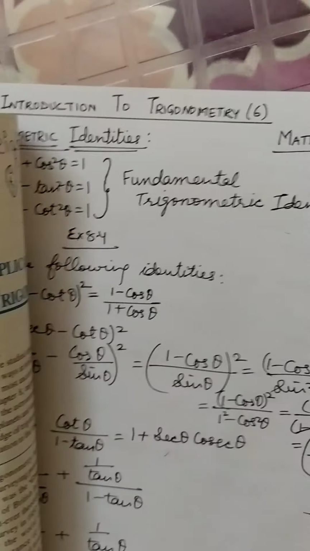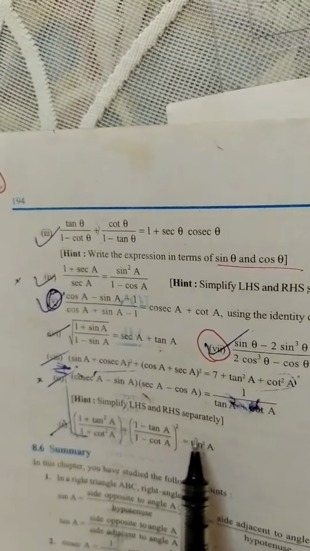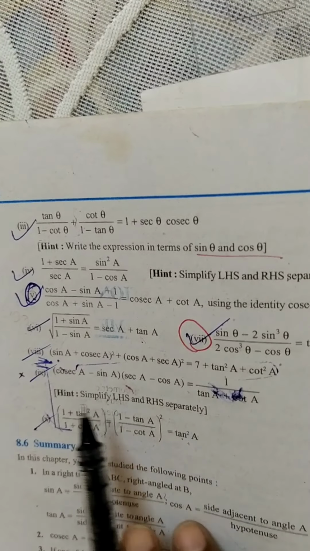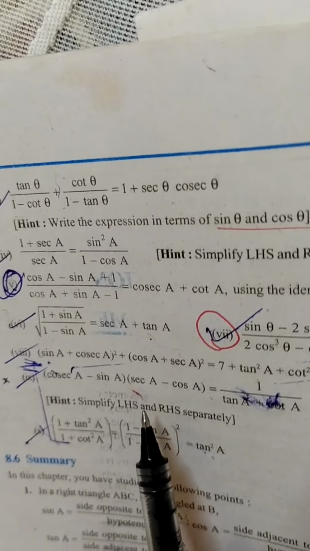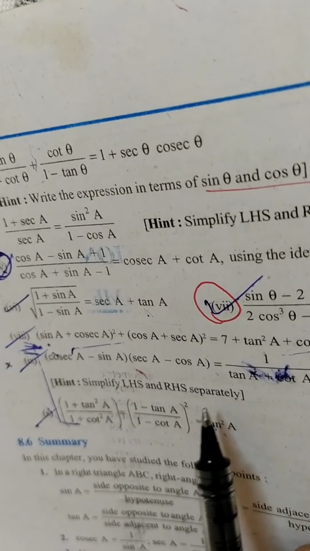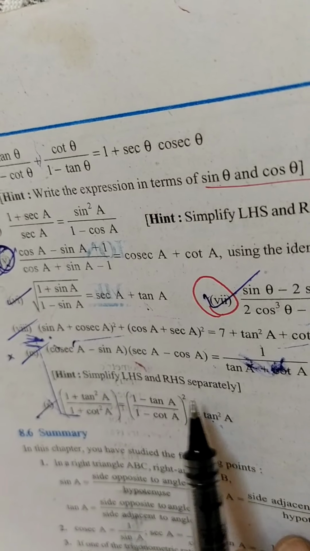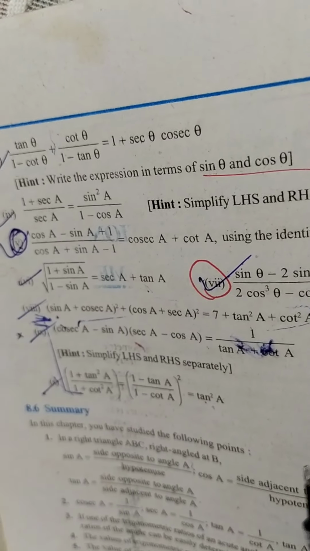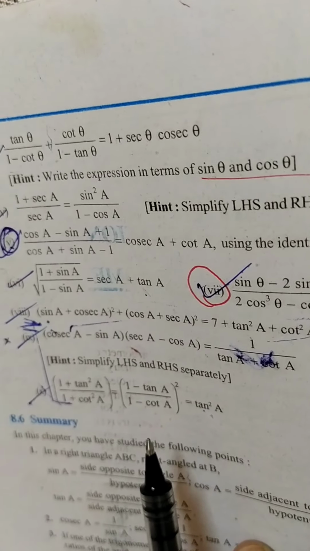Okay. In the ninth also, you can simplify by taking LCM. You can write cosec and sec in terms of sine and cos, and you can take LCM and use the identity wherever applicable. It's a simple identity, you can prove it. If you don't get it, you can ask me.